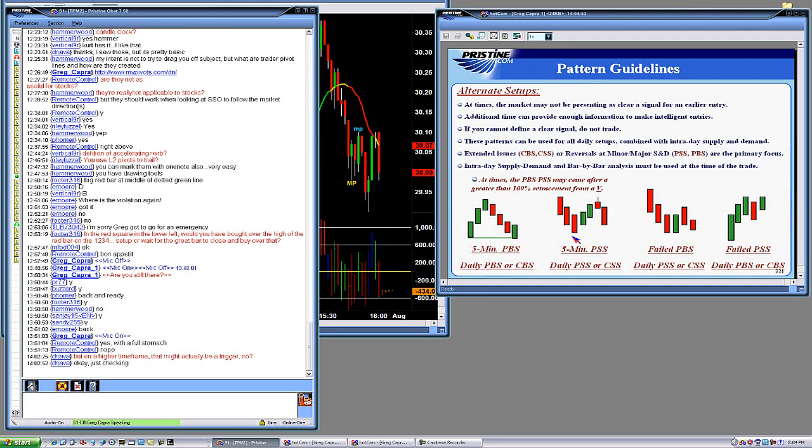Daily sell setup. Moves down, retraces back up. It's corrected. Turning point, we short it under that bar's low. Daily sell setup. I'm not taking buy setups.